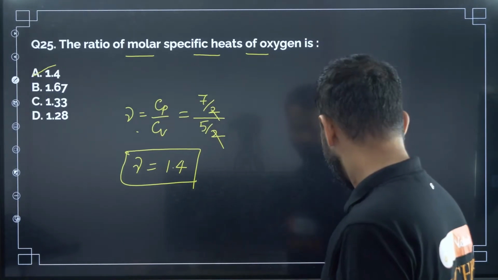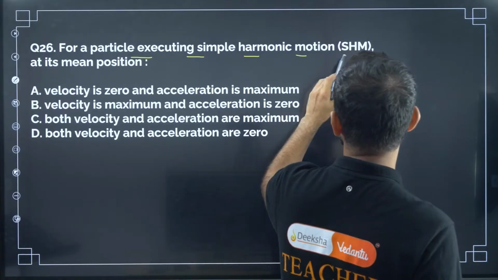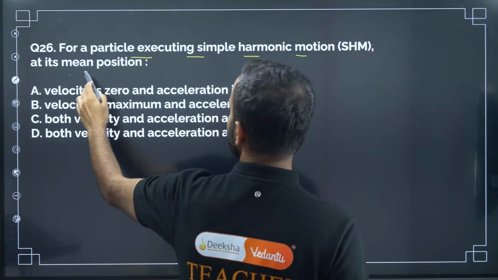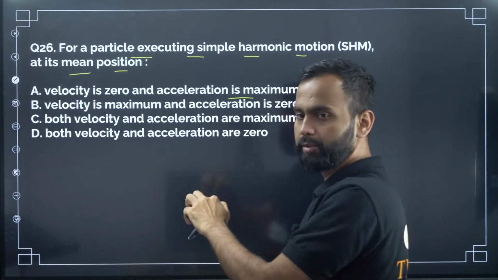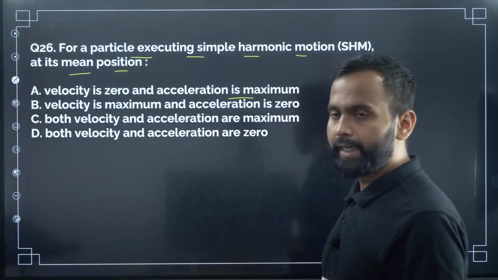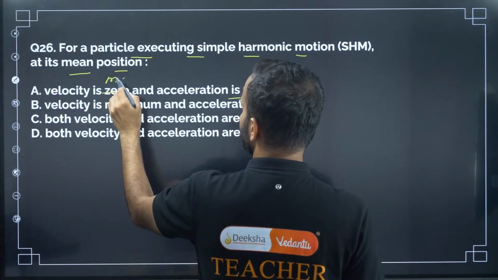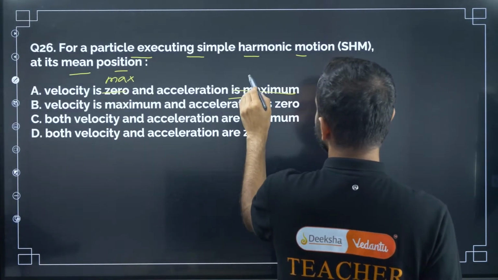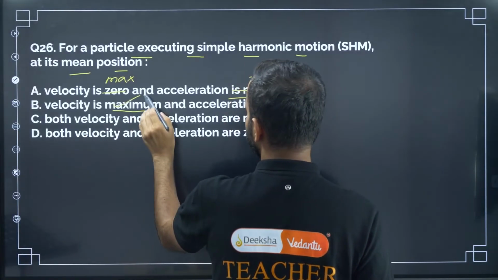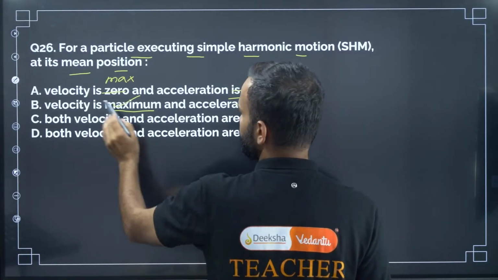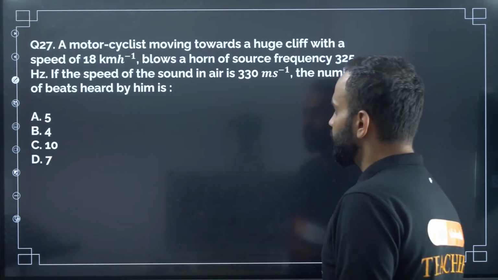Next question, question number 26. For a particle executing simple harmonic motion, that is SHM, at its mean position, velocity is 0 and acceleration is maximum. Absolutely wrong. Velocity is maximum, acceleration is 0. So option B, velocity is maximum, correct. Acceleration is 0, correct. So the correct option is B.